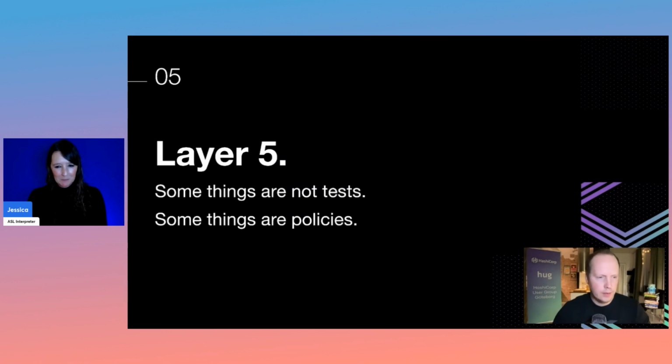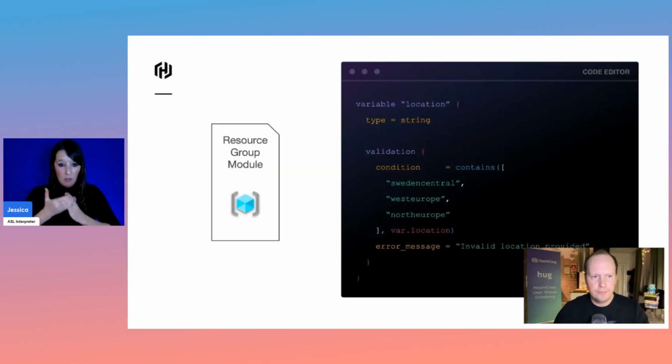Okay, so this brings us to the 5th and last layer. Some things are not tests, some things are policies. Remember the resource group module I showed you in the beginning? We had this variable called location. And for this location, I had this validation block that made sure that the provided value was one of 3 allowed values.